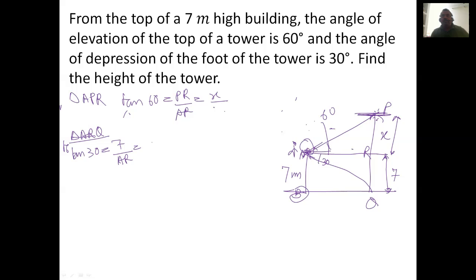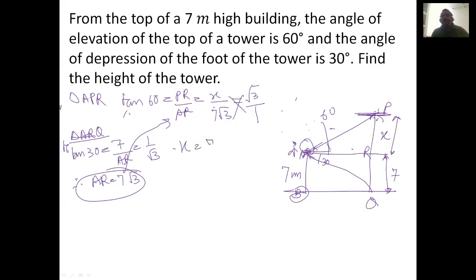And we know the value of tan 30 is equal to 1 by root 3. Therefore, AR is equal to 7 root 3. So we will put this value of AR here, so it will be x upon 7 root 3. And you know that the value of tan 60 is root 3 upon 1. Cross multiply, we get x is equal to 7 root 3 into root 3, so is equal to 7 into 3 is equal to 21. So the answer is x is equal to 21.